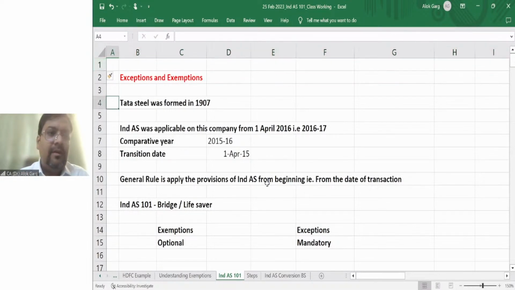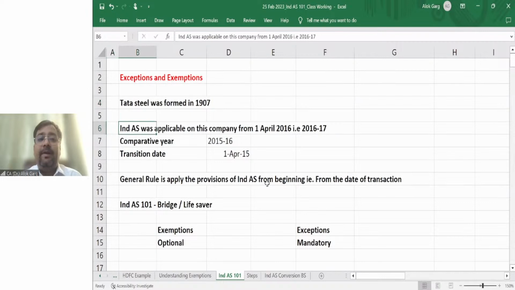Right? Again, I'll start the concept with the example of Tata Steel. Tata Steel was a company which was formed in 1907. Ind AS was applicable on this company from 1st April 2016. That was the reporting year, which is 16-17. The comparative year was 15-16 and the transition date is 1st April 15. What is the general rule?